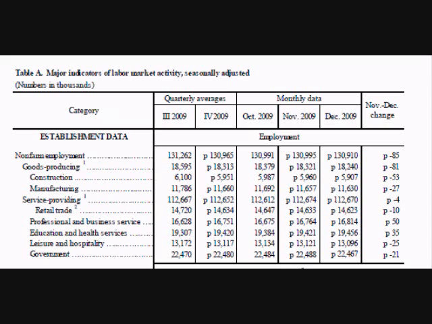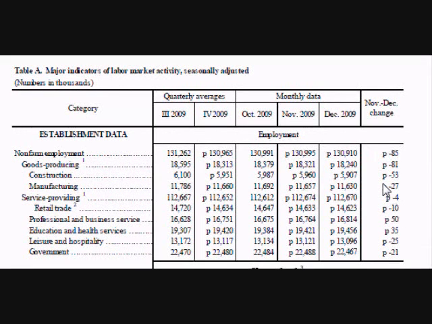Because of the seasonality, farm workers are not included in the establishment survey. The report also does not include the self-employed or domestic help. On the far right column is the change in jobs from the previous month. In other words, the number of jobs created or lost that month. So in December of 2009, there were almost 131 million jobs, but that was down 85,000 jobs.